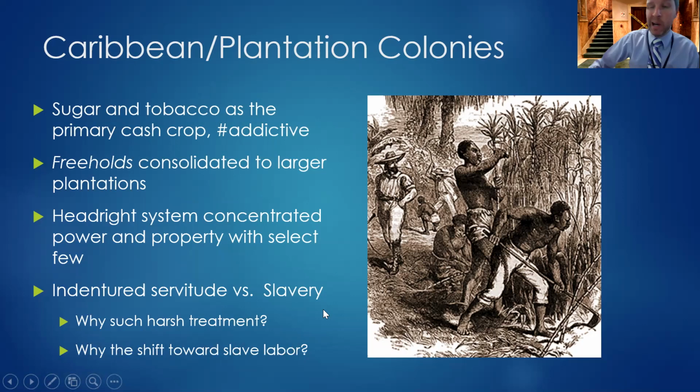Eventually, we see this all become slave labor because indentured servitude is just too expensive. People were dying too fast. And so it was much cheaper and more efficient for slaves to die off after you work them literally to death. More economical than trying to, I don't know if take care is really the word, but just sort of maintain indentured servants.